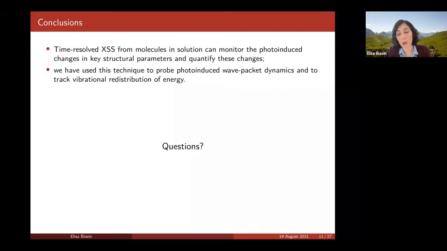And in the next part of the talk, I'm going to show you how we can use scattering to probe also the solvation reorganization. But first, I want to stop to ask if there is any question.